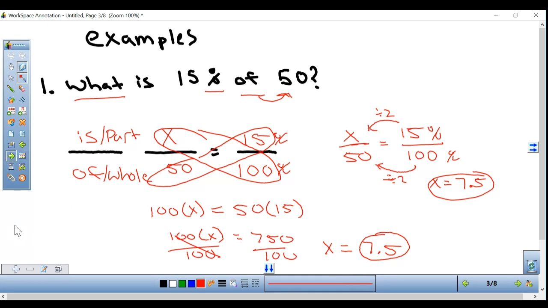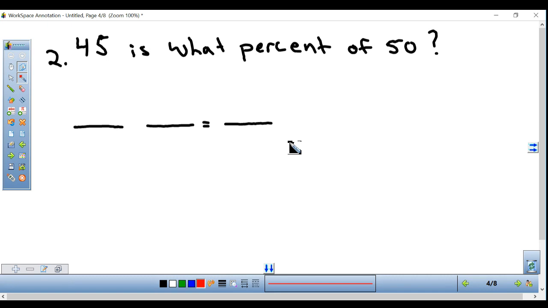Number 2 is going to look a little bit different. 45 is what percent of 50? So we still have is over of with percents, or part over a whole. And we are going to try and fill this proportion in with all the numbers that we can. Now, once again, I said, if you see the word percent or a percent sign, you know for a fact it's a percent problem. So in my bottom right-hand corner, I will always put 100%.